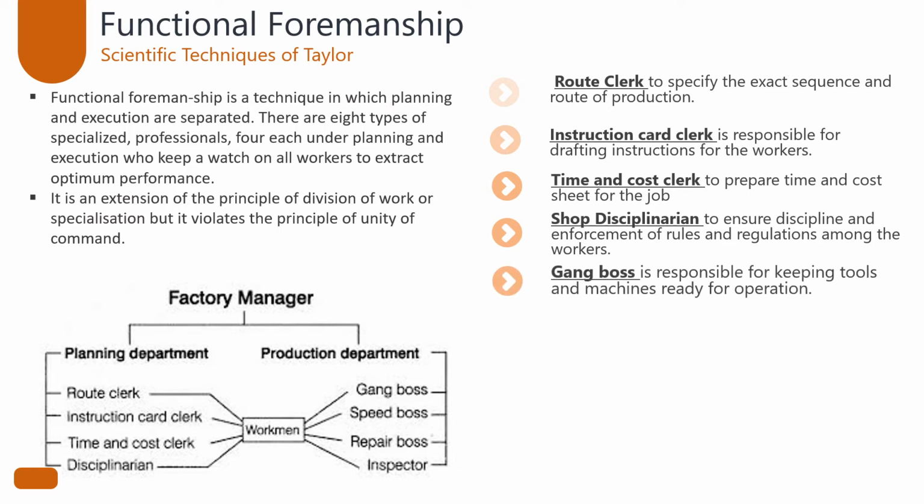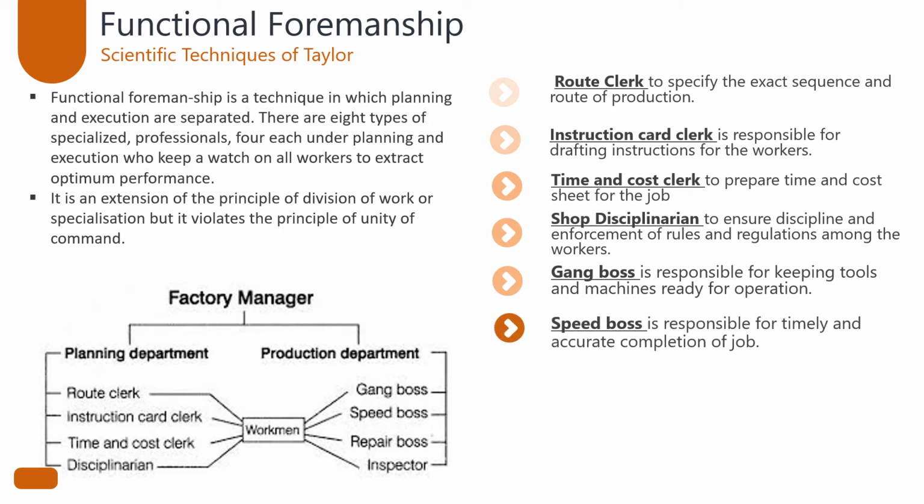Next is gang boss. From here we start with the production department. The other four were responsible for different kinds of planning, and then the production department will enforce the planned policies into the working area through these bosses. So first is gang boss. He is responsible for keeping tools and machines ready for the operation. That means once the worker enters the factory, gang boss is responsible for making everything available for these workers so that they can start their work immediately after entering without wasting any time.